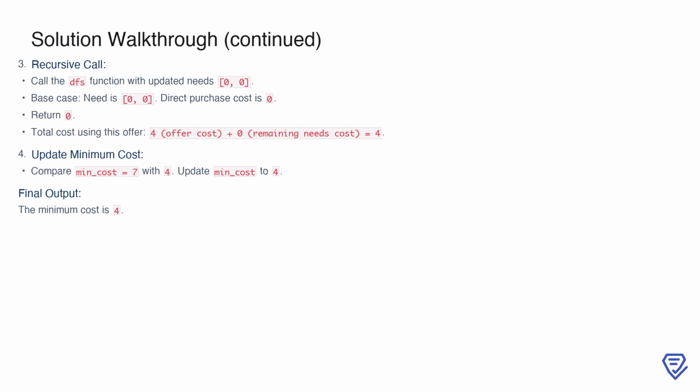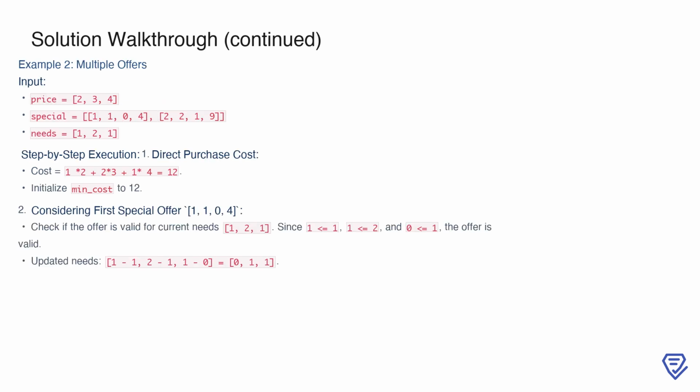We then calculate the total cost of using this special offer, which is the offer cost of 4 plus the cost of fulfilling the remaining needs, which is 0. This gives a total cost of 4. Now, we compare this cost of 4 with our previously initialized min_cost of 7. Since 4 is smaller, we update min_cost to 4. Finally, the minimum cost to satisfy the needs with the given prices and offers is determined to be 4.